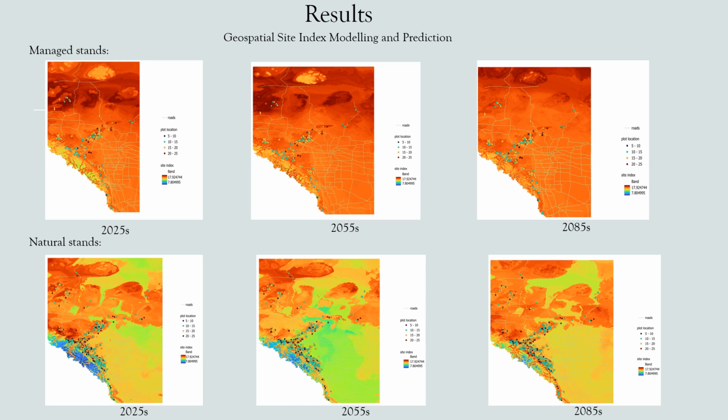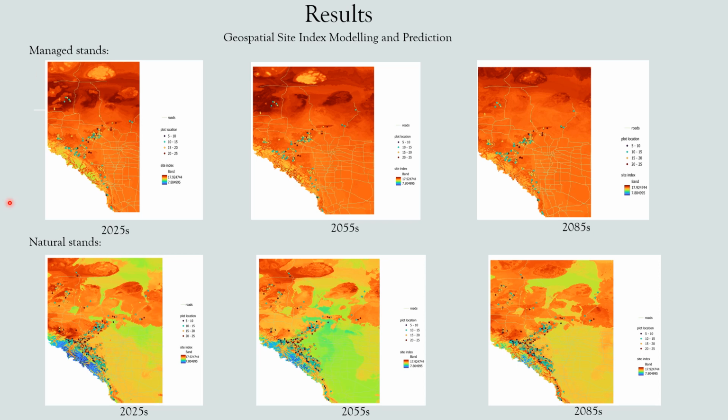Finally, I used the random forest model to do the prediction of the lodgepole pine site index. I want to know how the site index will change under climate change in the future. So I used the climate data of 2025, 2055, and 2085. And these different color plots represent the plot locations, and the color band represents the precipitation.